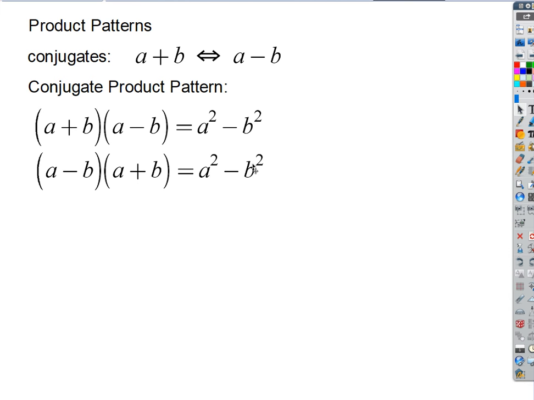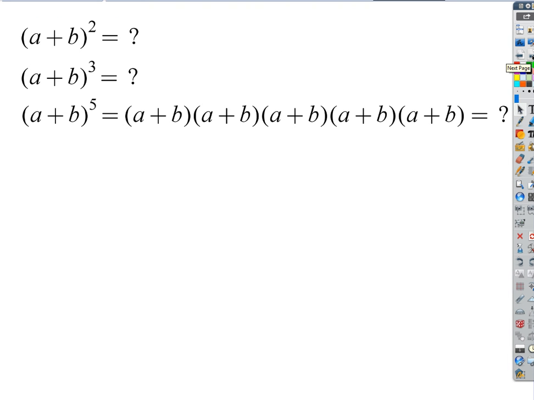Okay, so there's one pattern. We're probably already familiar with that one. You can fill in some blanks on some of these other ones too. For example, you can tell me this one. What's a plus b quantity squared? A squared plus, yeah, you got that one, right? We know that one.